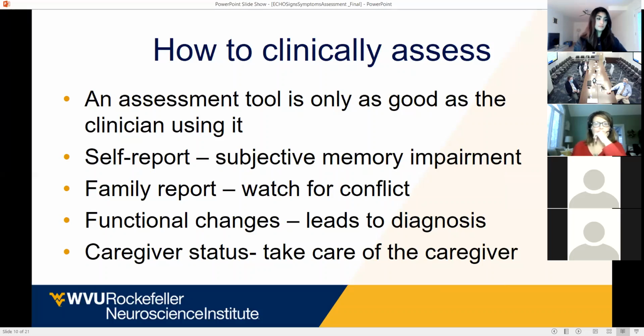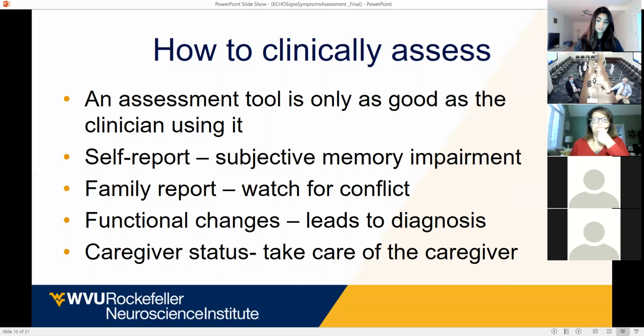Family report is also important because, again, that patient may not remember, whether you do it from a structured report form or you just ask the patient, do they see any problems? Are they worried? What is their concern? Now, I'll say this with a caution, watch out for conflict because families are full of conflict. And there could be problems and things that you don't know about going on behind the scenes that may make a family want to report problems or to minimize problems.